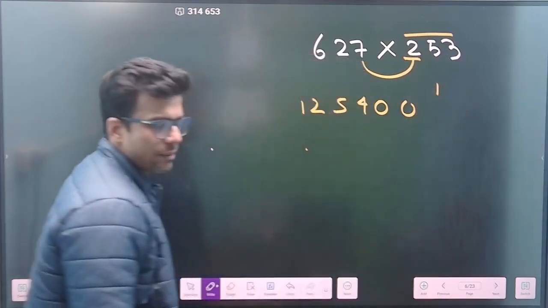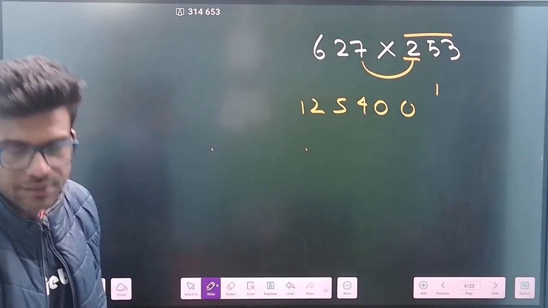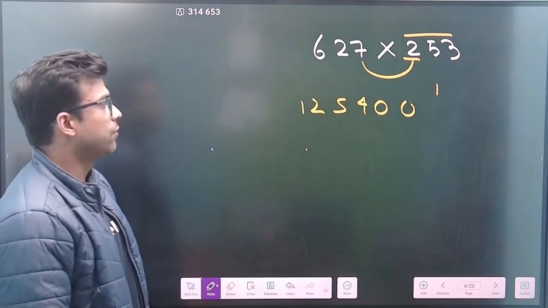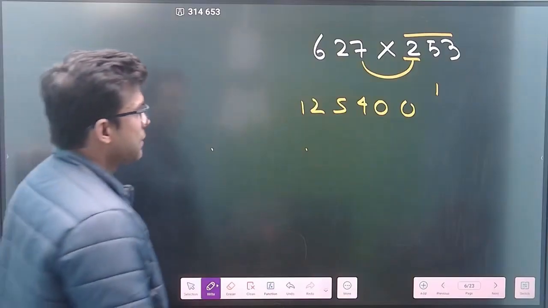Is it right? First step is clear. I guess first step is clear to everyone. That would be 1 2 5 4 000. Let's come for the second.